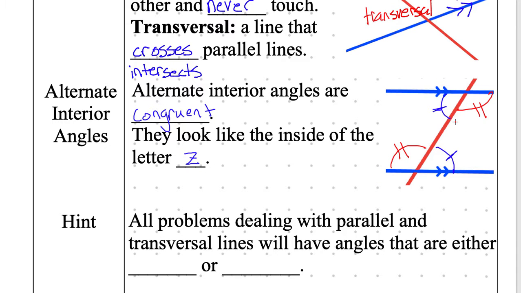That's the only thing that you need to know for today: how to know which angles are congruent by alternate interior angles. Nod your heads. We're okay. We can understand alternate interior angles.